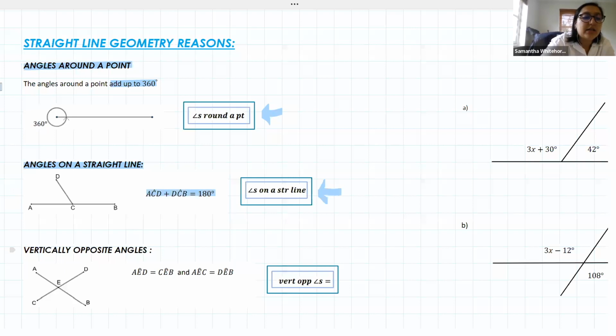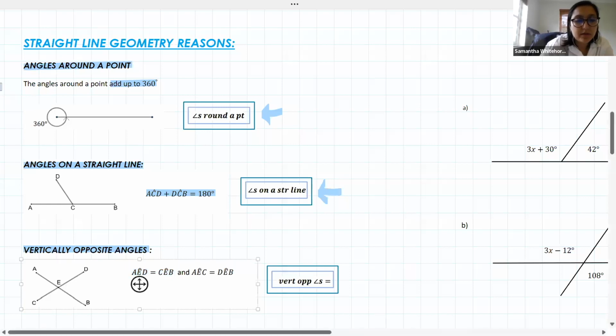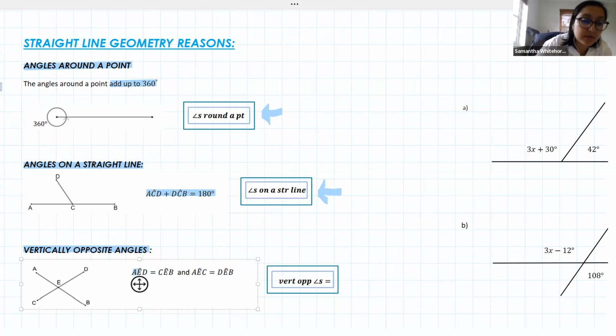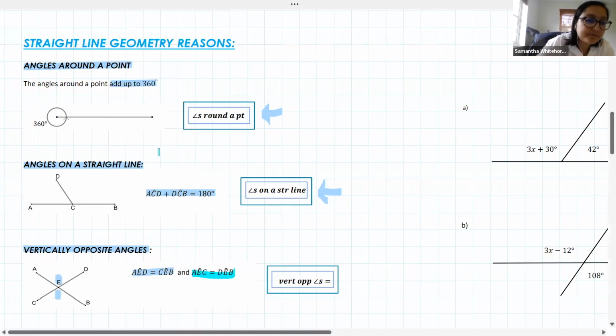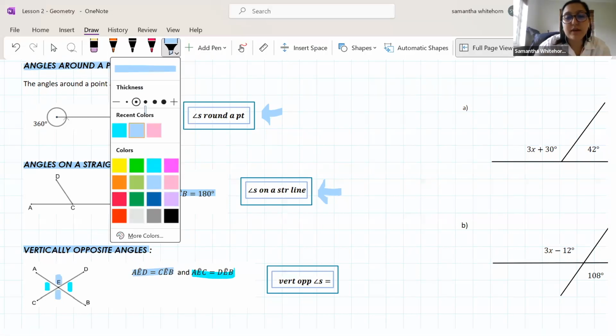We then also had a look at vertically opposite angles, which states that angles that sit opposite each other at a common vertex, or at a crossing point between lines, are equal to each other. So angle AED is equal to CEB. Those two opposite angles, as well as the other two vertically opposite angles, AEC and DEB, which would be those two bright blue ones there. Again, we have a reason for our statement, the reason being vertically opposite angles are equal.